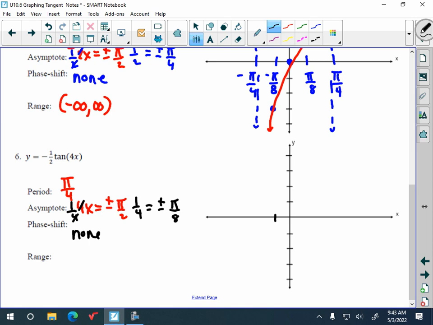All right, so we'll go 2 tick marks to the left, 2 to the right. Get our asymptotes in there, negative pi over 8 and positive pi over 8. We'll multiply each of those by a half to find the other value of the middle tick mark. So that's pi over 16 and negative pi over 16. Our asymptotes.